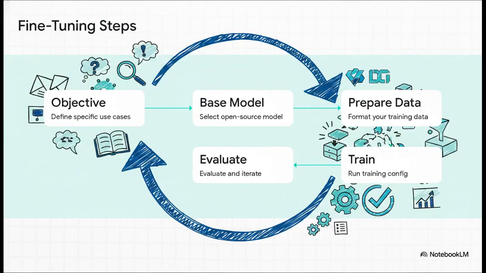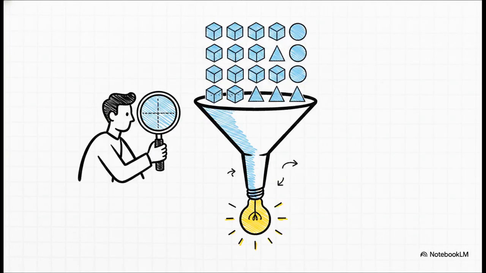So the actual life cycle looks like this. Step 1 is ruthlessly defining your objective. Are you matching a specific brand tone, formatting messy medical notes into structured data? You have to define that hyper-specific use case before you ever even touch an open-source model like Llama 3 or Mistral. Then you select your base model, prepare your training data, let the engineers run the training configuration, and finally, you evaluate and iterate. I really want to hyper-focus on step 3 here, preparing data.